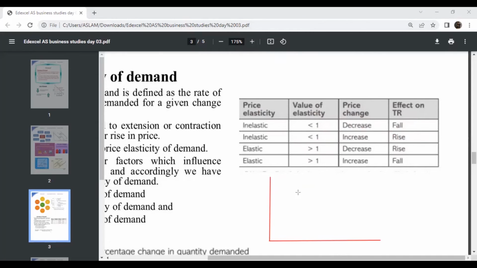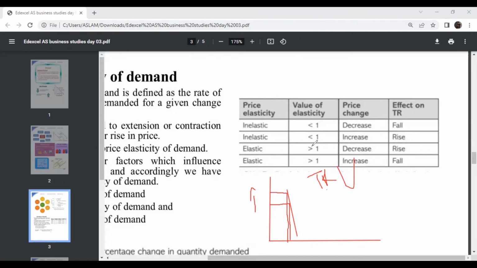If I take a chart in this particular manner, we learned this already in the last class. If I increase my price, you can see my price change is higher than the quantity change. If I increase my price, what happens? My total revenue will increase. That's what they are saying. If I decrease my price, my total revenue will fall. It's easy for us to understand, so we move on to the next part.